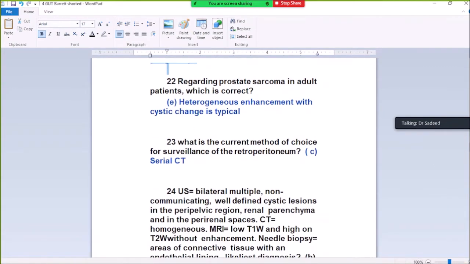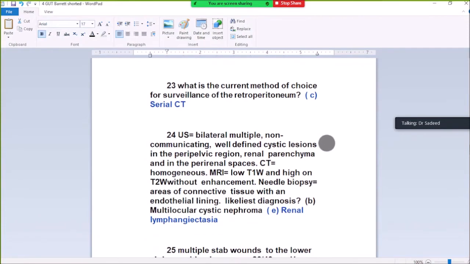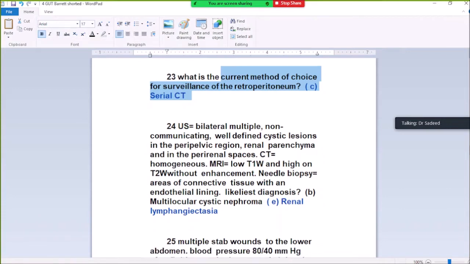Question 22. Regarding prostate sarcoma in the adult patient, which is correct? Heterogeneous enhancement with cystic change is typical of prostate sarcoma. Question 23. What is the current method of choice for surveillance of the retroperitoneum? CT. CT is the current method of choice for surveillance of the retroperitoneum.